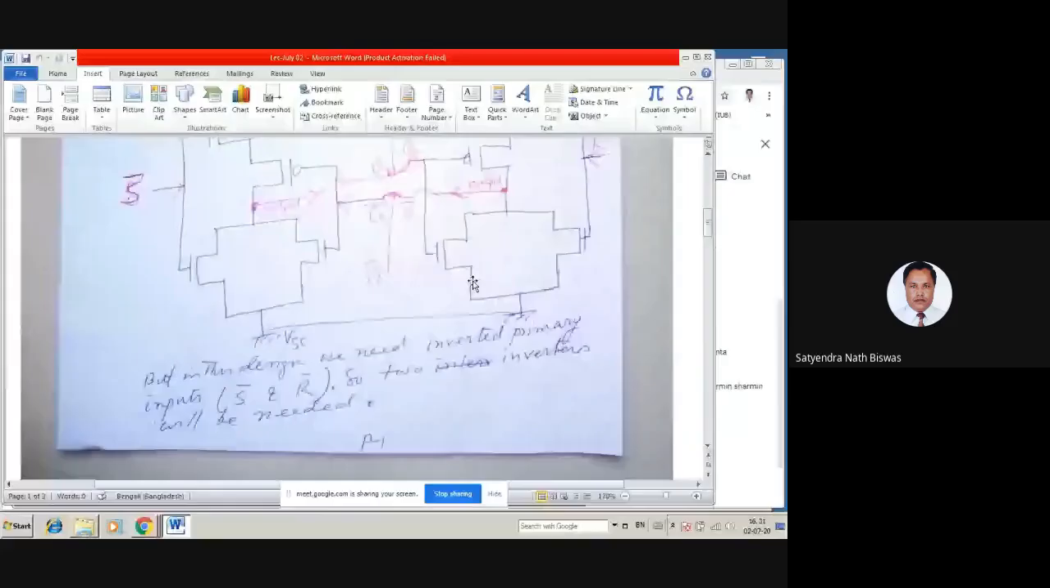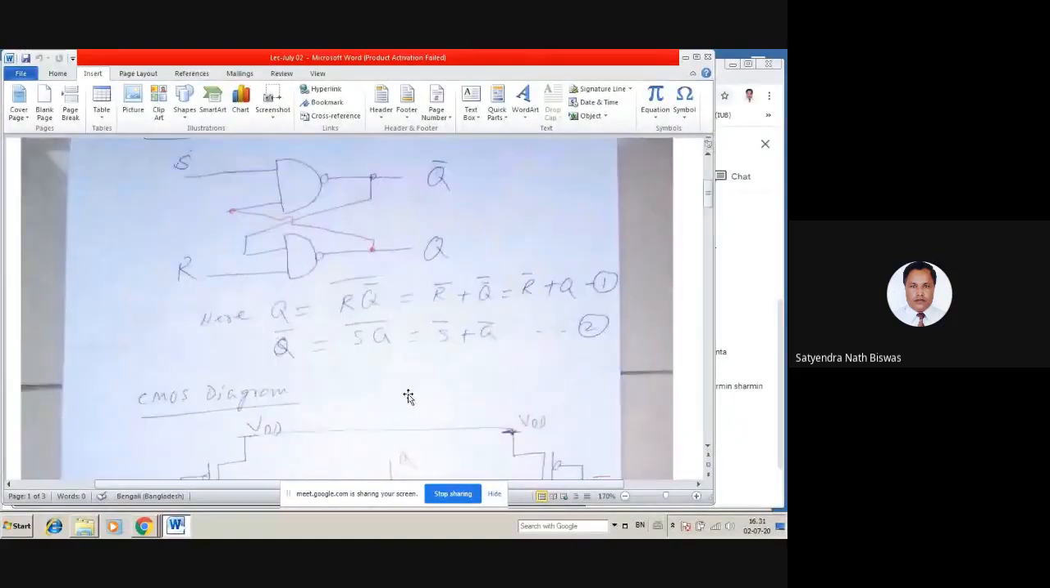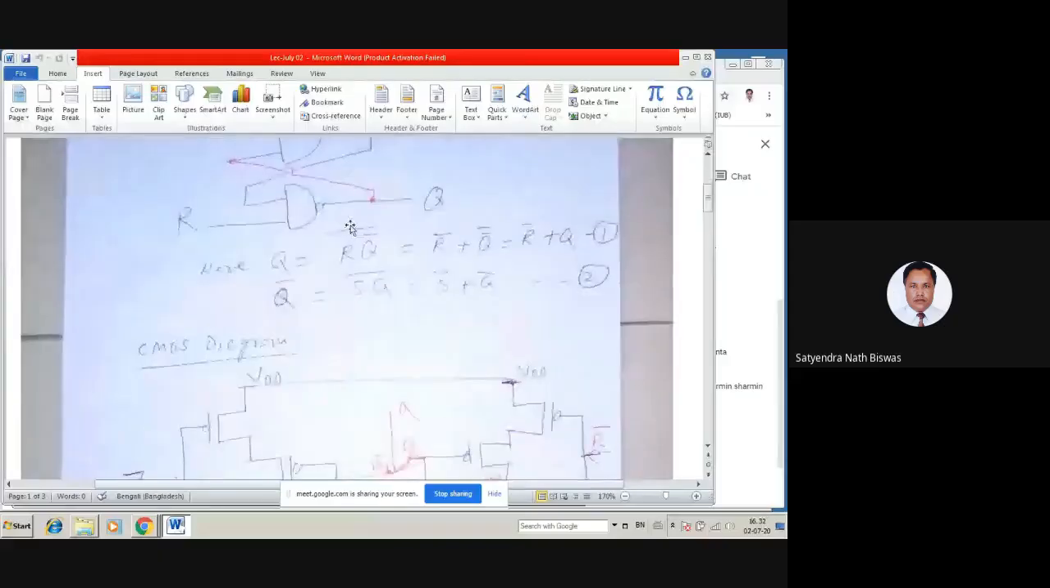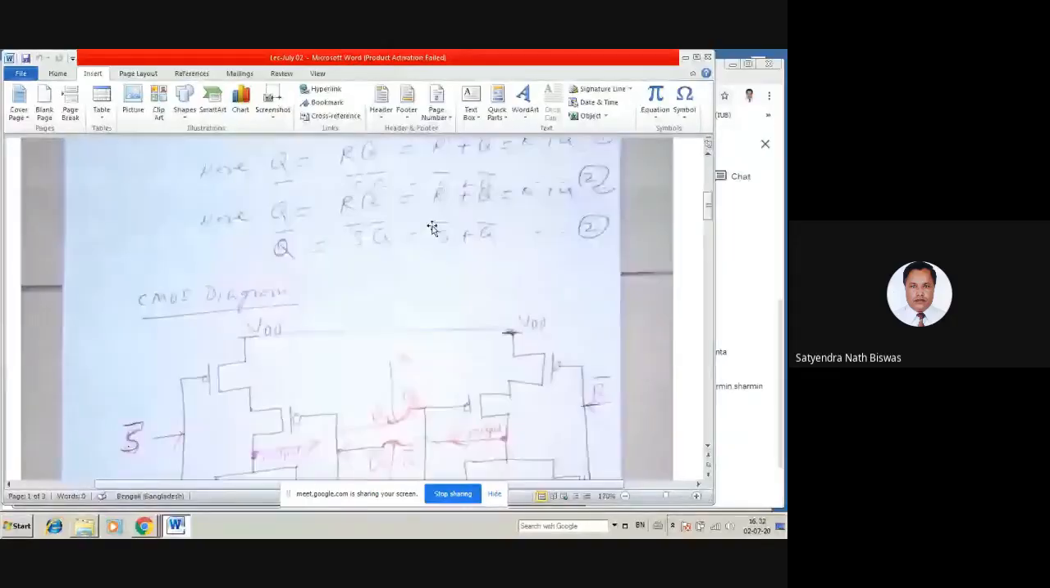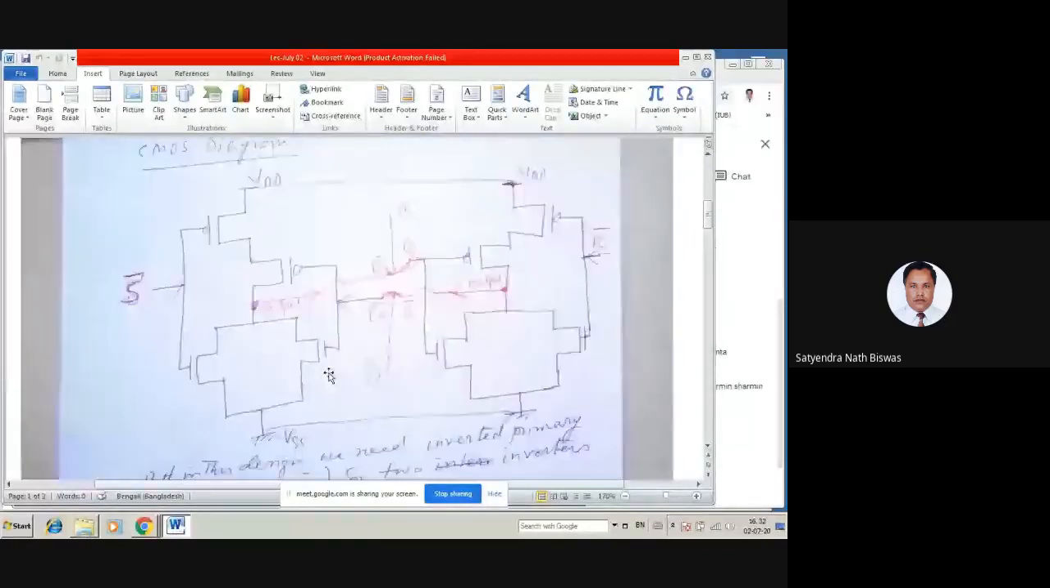So this is not the best circuit or the optimized circuit for a VLSI circuit. And if you design like this, you will get poor marks. So what do you need to do? That means there was something wrong in simplifying our Boolean equation. We should not do it like this. The simplification should be done in another way, so that the primary input does not need an inverter. S and R should not be inverted in the CMOS diagram.